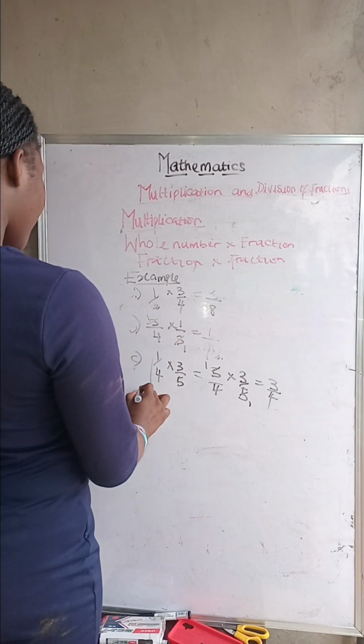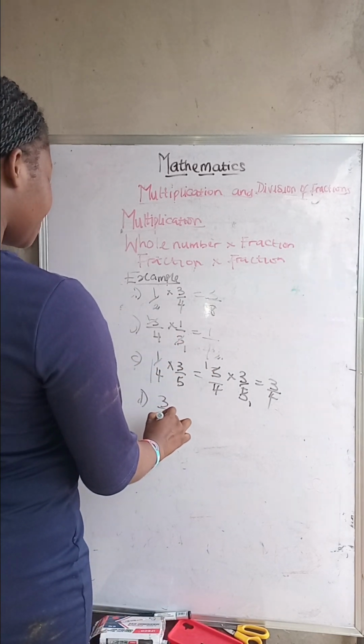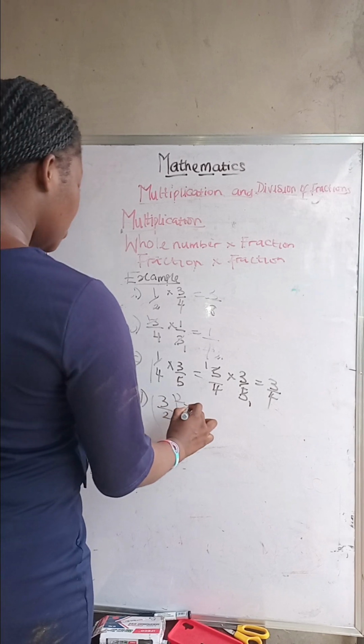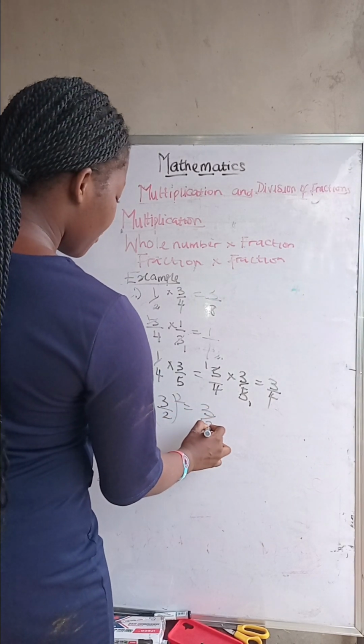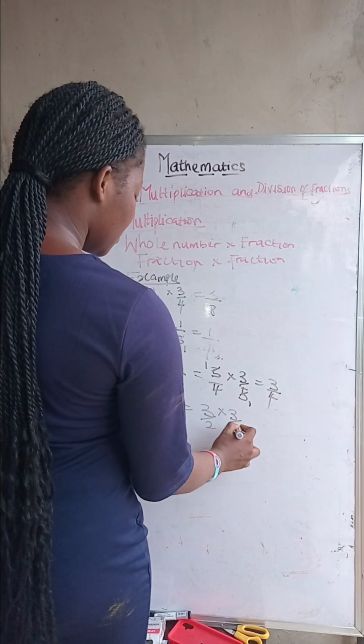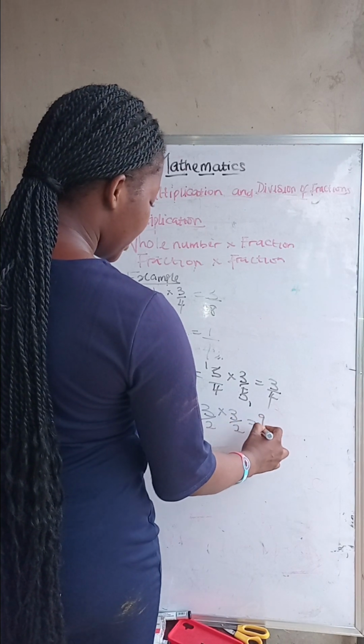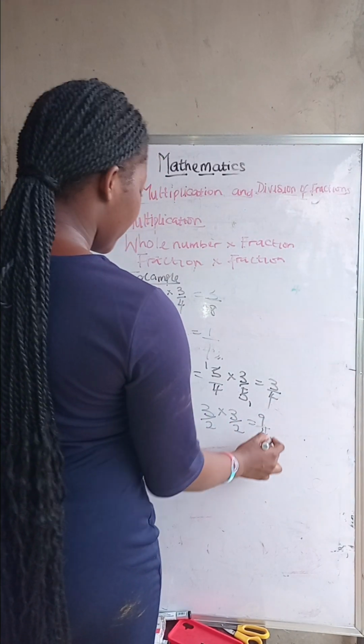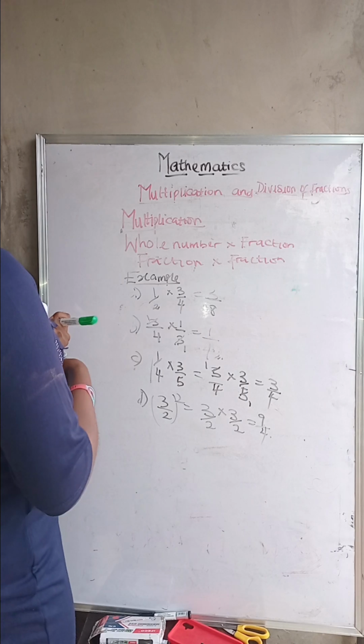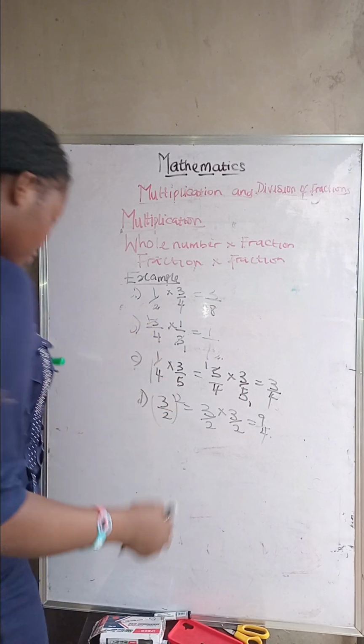If we have 3 over 2 squared, squared is what? The square of the number. That's 3 over 2 times 3 over 2. So that's what? 3 times 3 is what? 9. 2 times 2 is what? 4. 9 over 4. So now let's go to division.